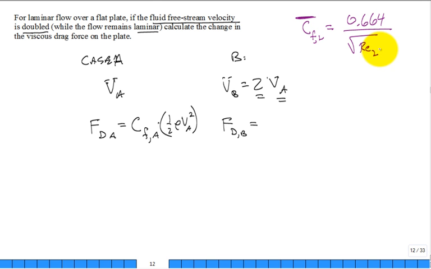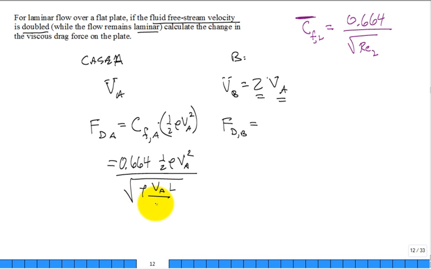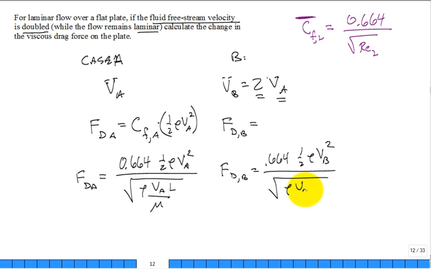That makes sense? So the drag force is 0.664 times 1/2 rho V sub A squared divided by the square root of rho V sub A L divided by mu. Does that look reasonable? Well, let's come over here. Is the drag force for B equal to 0.664 times 1/2 rho V sub B squared divided by the square root of rho V sub B L over mu?